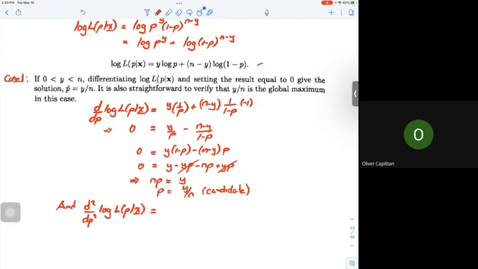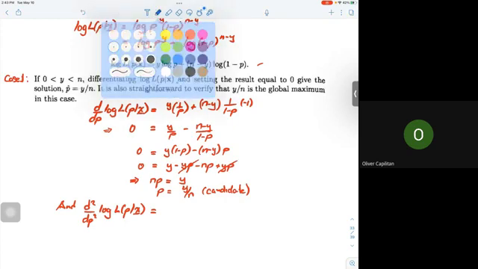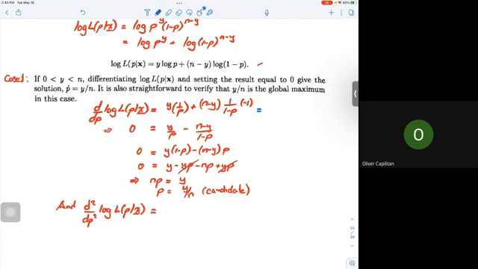Dito tayo, no? I-simplify muna natin dito. So blue part, we have here y times p to the negative 1, and then we have here minus n minus y times 1 minus p raised to the negative 1. So ito yung gagamitin natin na expression para sa second derivative.